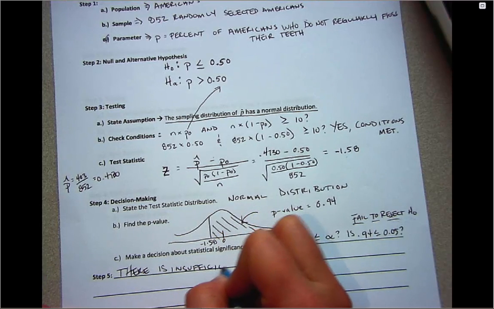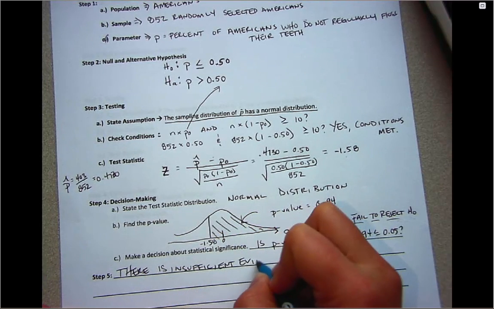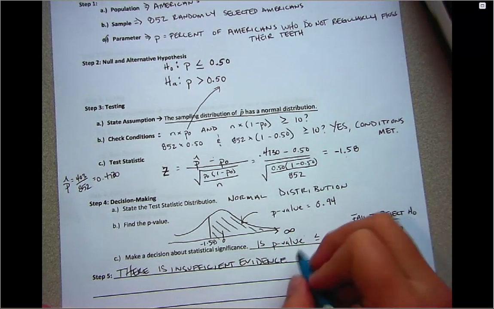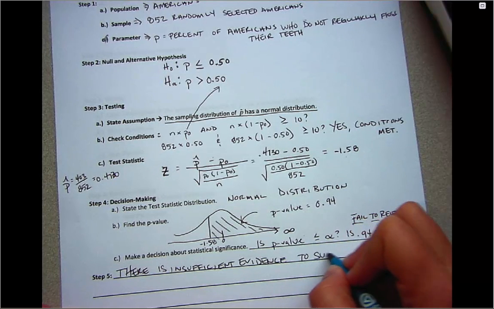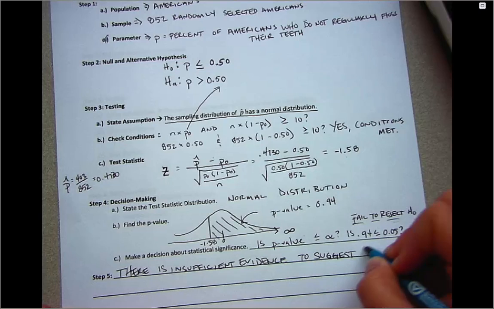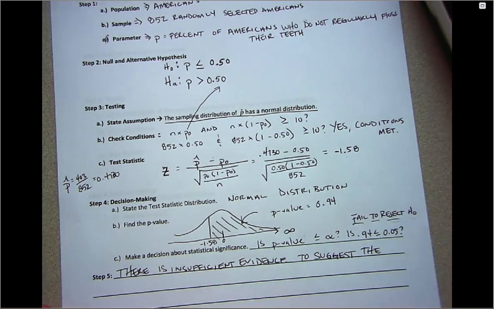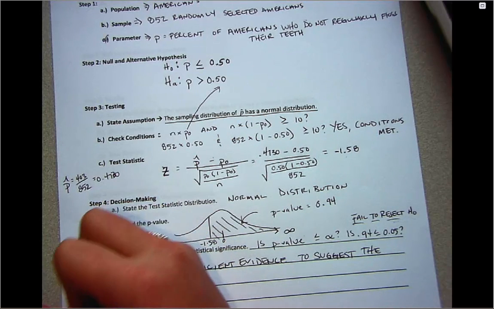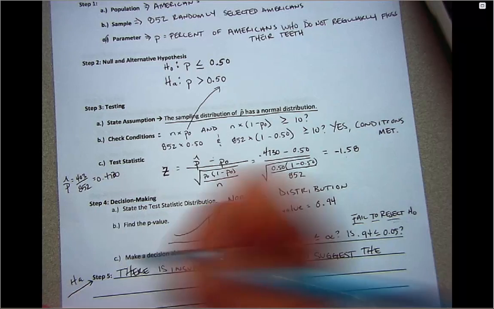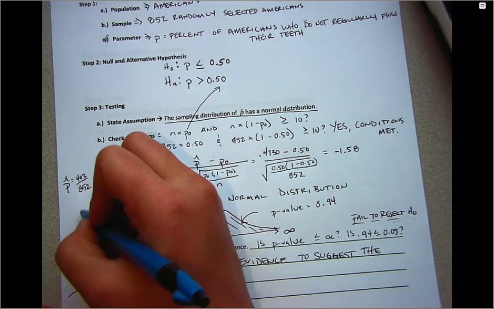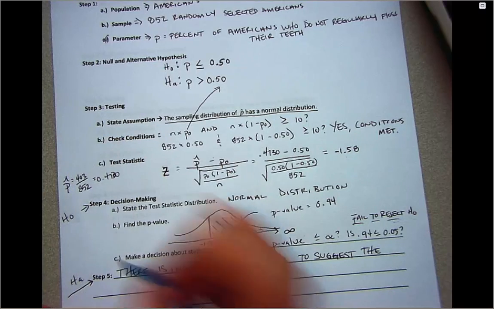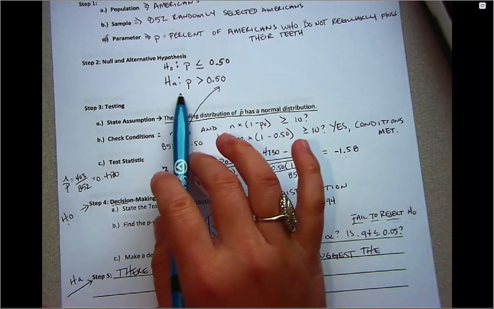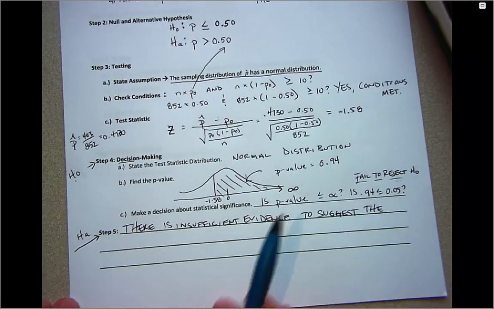So because we fail to reject, our beginning portion of step 5 will be that there is insufficient evidence. So insufficient always goes with fail to reject, to suggest. And then we're going to essentially restate our alternative in words. So step 5 addresses the amount of evidence you have for the alternative, and step 4 addresses your decision on the null. So that's why in step 5 we'll actually restate this alternative. We'll just put it in word format.